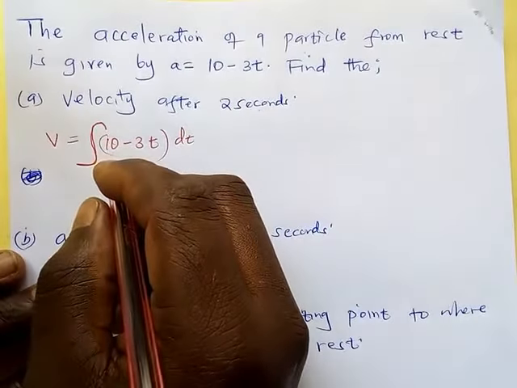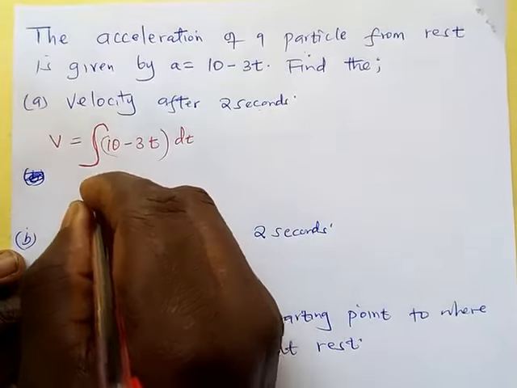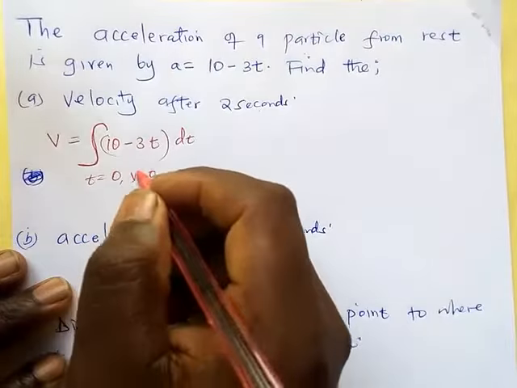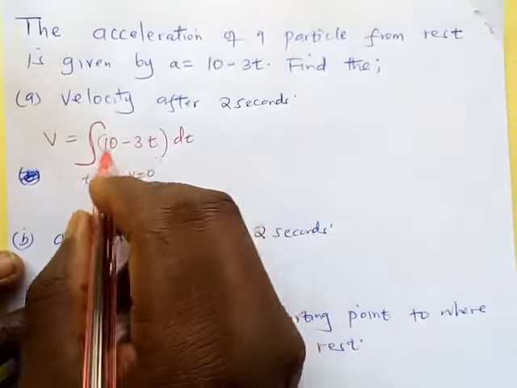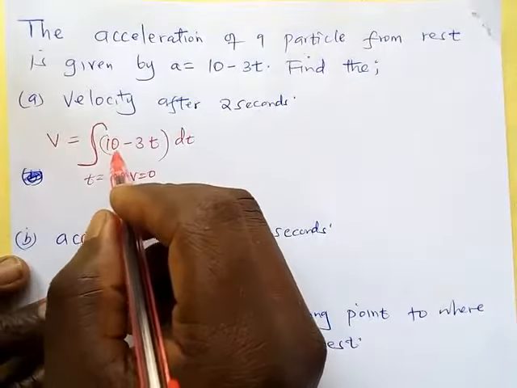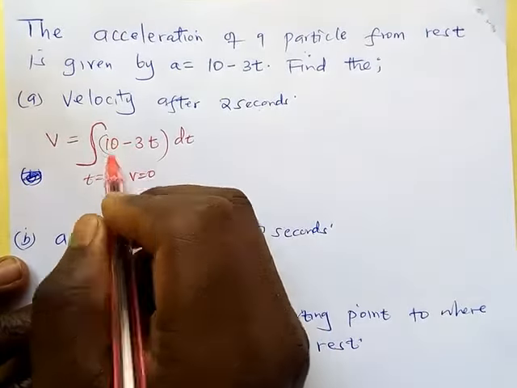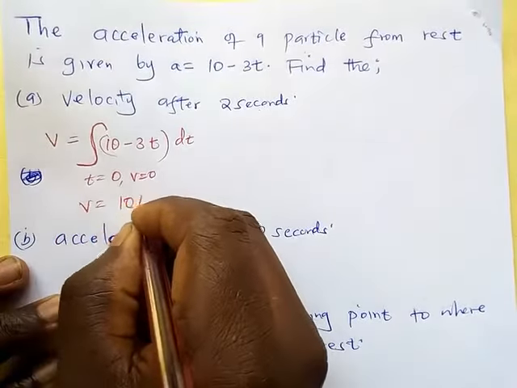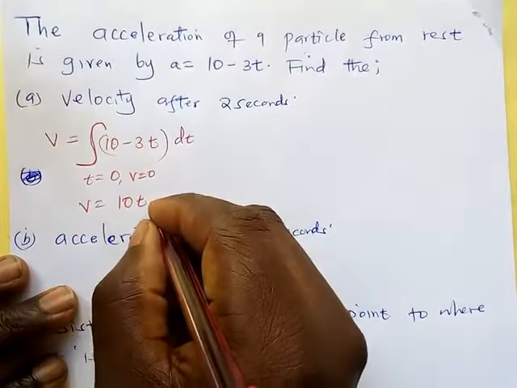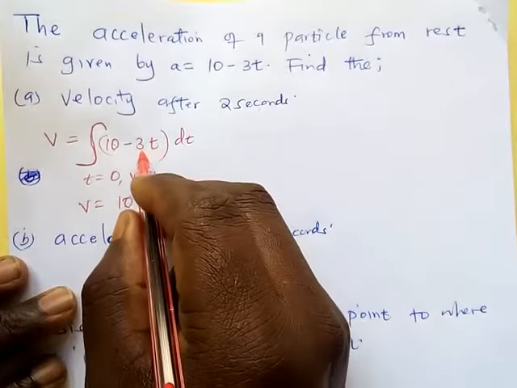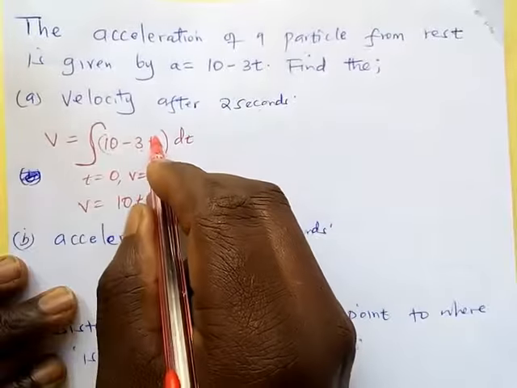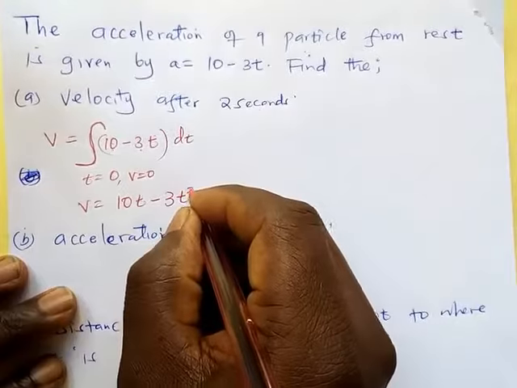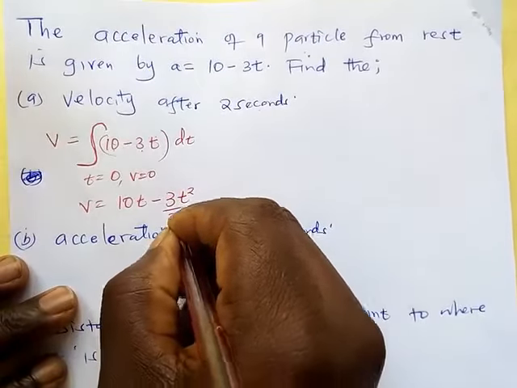You should always remember that at rest t is equal to 0 and the velocity is equal to 0. When a particle is at rest, nothing is happening. So let us integrate this. I hope you know how to integrate. Because it is dt, we are going to have 10t. So velocity is equal to 10t minus 3t, plus, this t is raised to power 1, so we add 1, that is 2, and then we divide by the power 2, right?